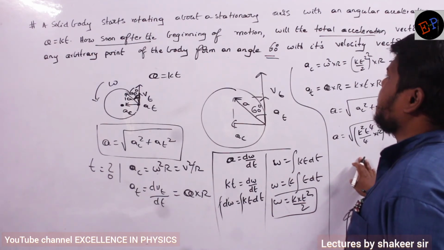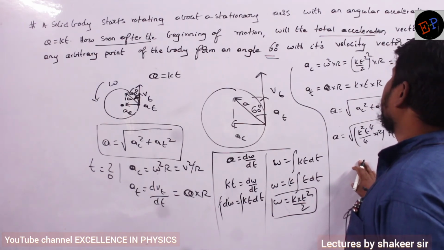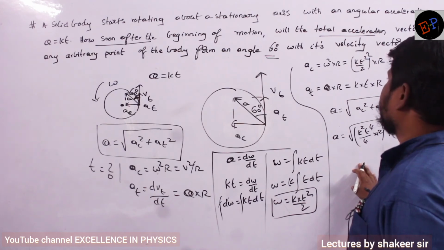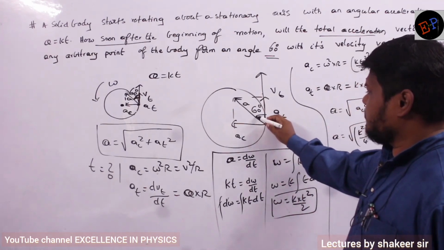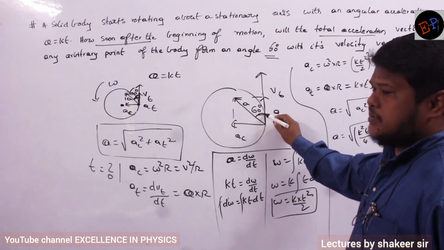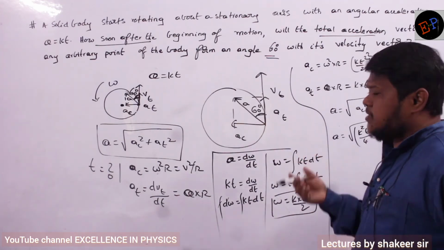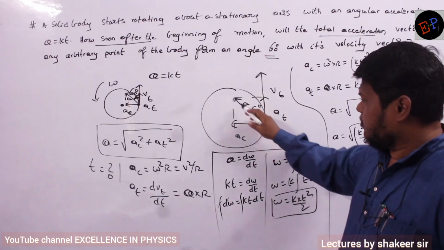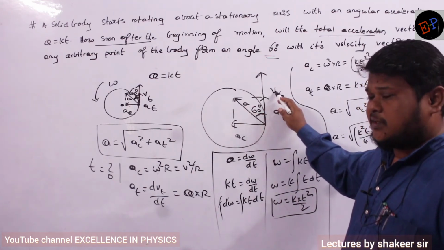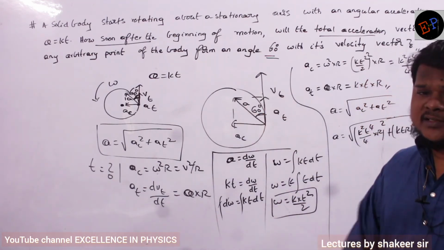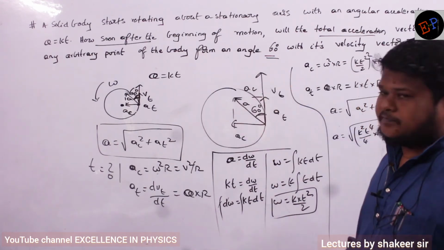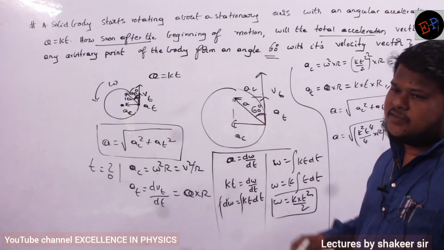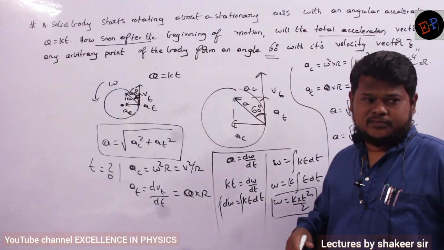Then what he is asking, what will be the angle between the total acceleration and so see now. This is the 60 degrees which he is asking. Are you able to understand? Now this 60 degrees is the angle between the total acceleration and the velocity vector, as well as tangential acceleration also. If this is AC, this is also AC. According to which rule?